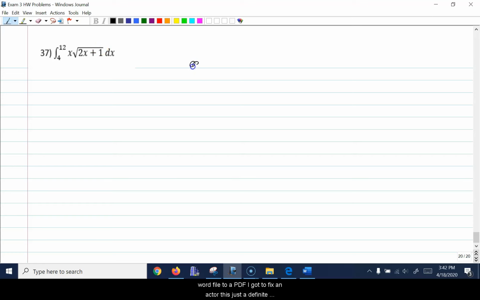Here's a definite integral with parts. It's the special thing to learn in this problem. How do we do a definite integral? Same parts formula. I want to pick a u that will go away when I take its derivative. X works here. dv is everything else, which is (2x plus 1) to the 1/2 dx.